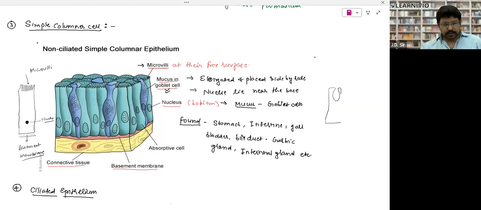They secrete mucus. What is mucus? Mucus is a gel-like substance, like when you cough and it comes out. That is nothing but mucus. Nucleus, right? And this is mucus.